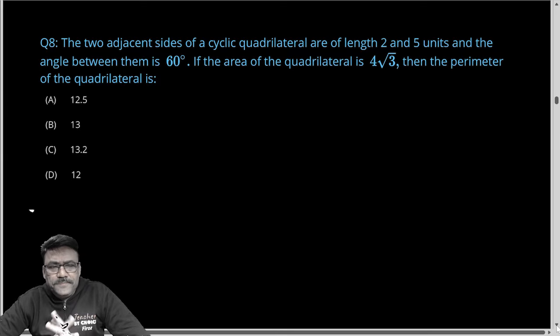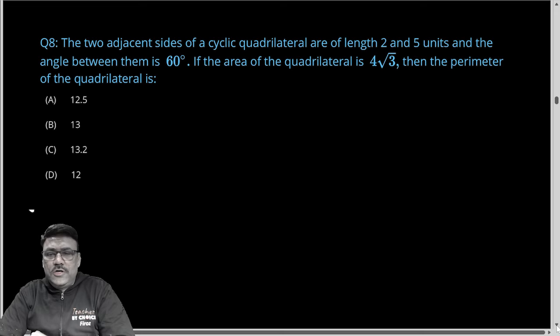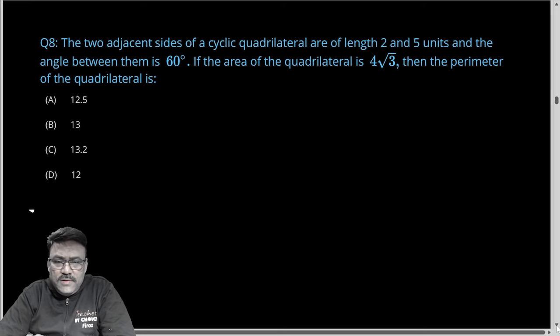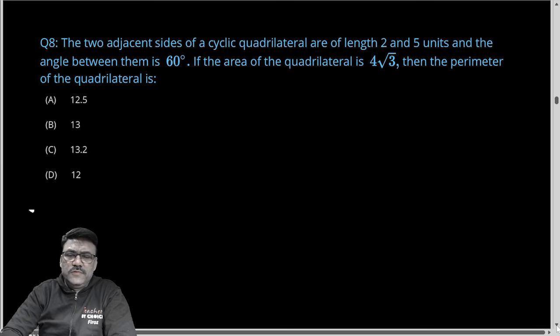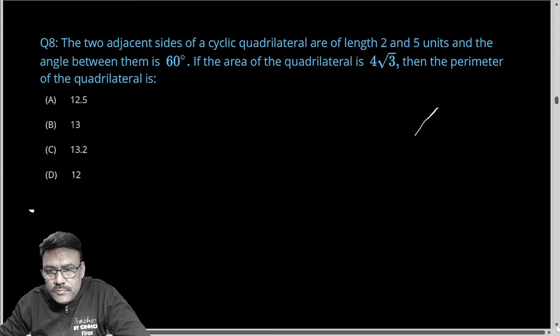Now let's see this question. We have a cyclic quadrilateral whose two adjacent sides are 2 and 5. The angle between these two adjacent sides is 60 degrees, right? Area is also given. Area of this quadrilateral is 4 root 3. Then what will be the perimeter of this quadrilateral? So we have a cyclic quadrilateral, two adjacent sides are 2 and 5 and the angle between them is 60 degrees. So let's say this side is 2, this side is 5, and we don't know the other two sides.